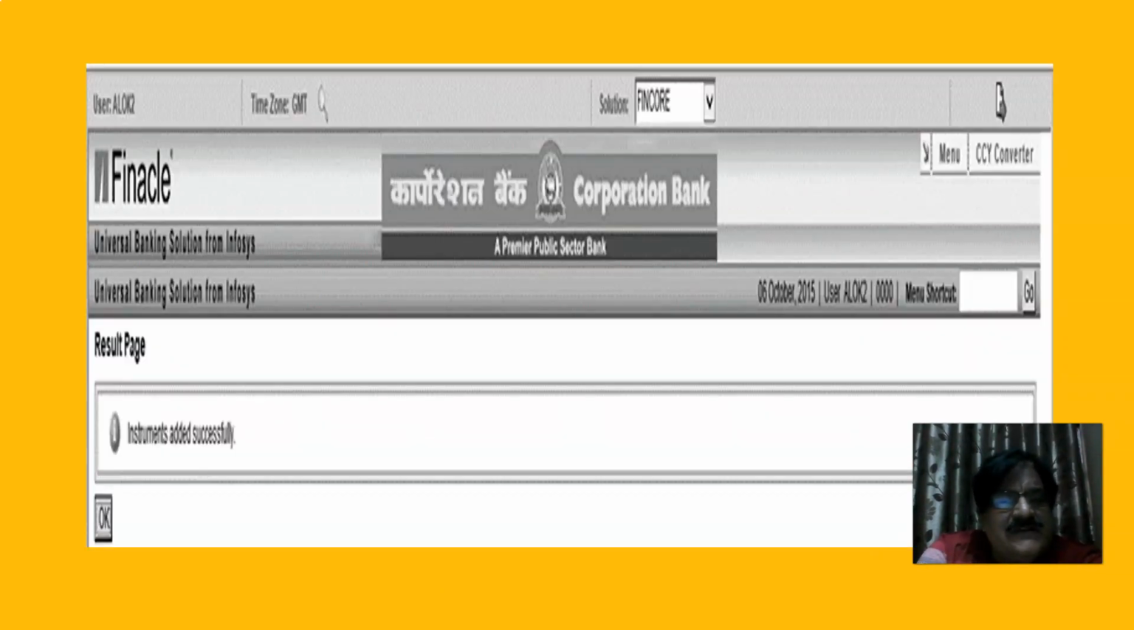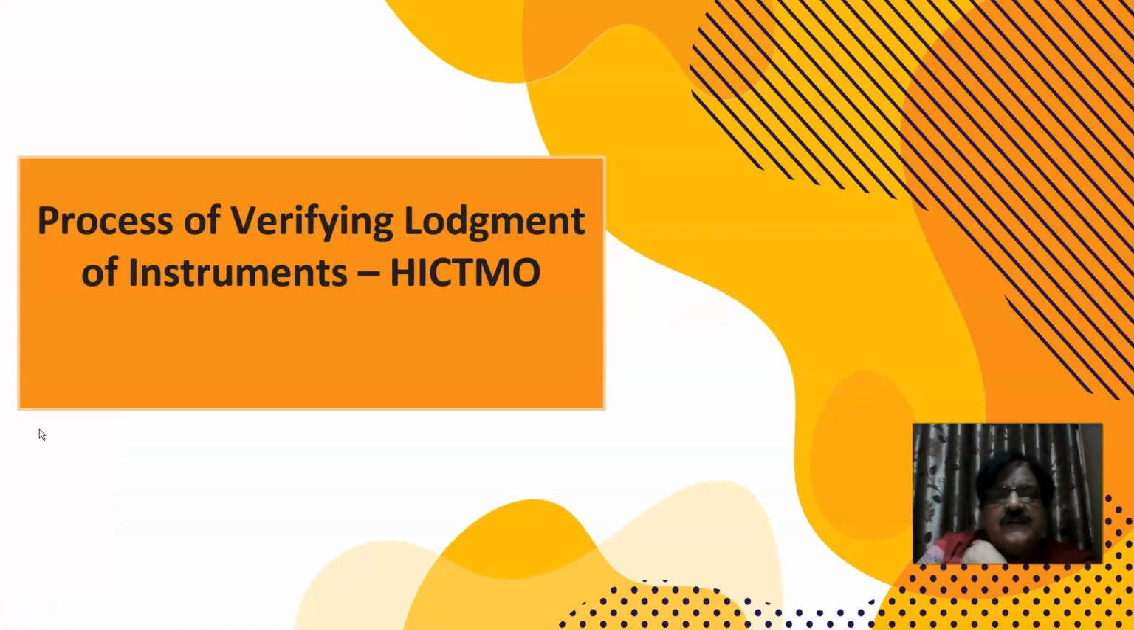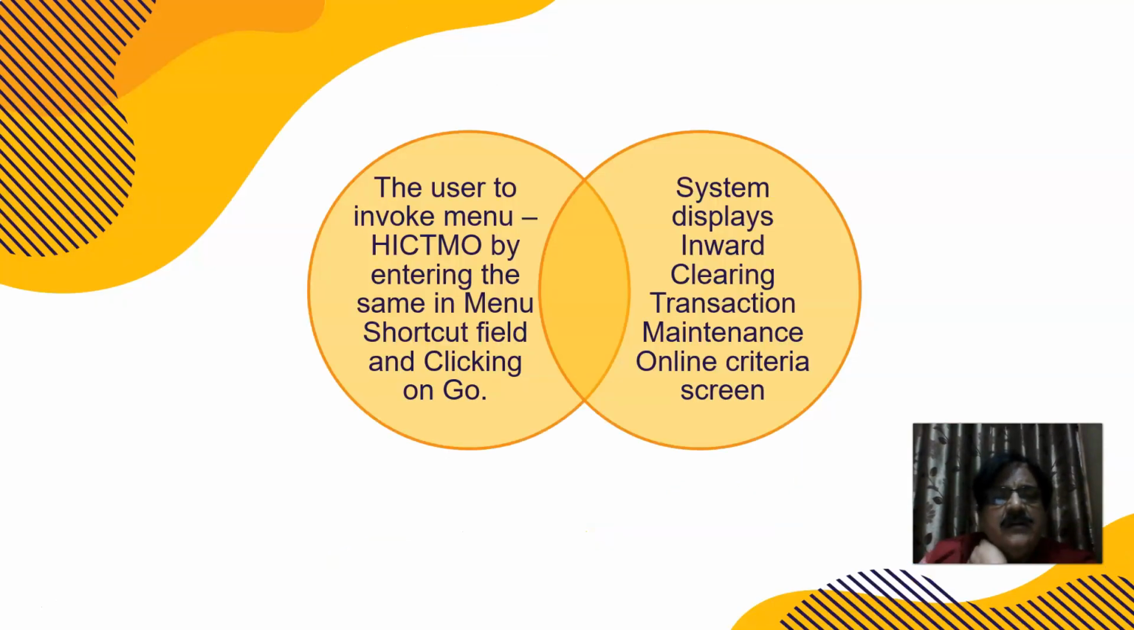So here all the instruments are added successfully. Then the HICTMO menu option has to be used, and this has to be verified again by the verifying officer, right? The process of verifying is the same menu command HICTMO, for verification by the second officer. He will verify all the instruments, he'll check all the check amounts, and he'll also verify the signatures if it falls in his or her power, right? The verifying officer has to again invoke menu option HICTMO by entering it in the menu shortcut field and clicking on go. The system displays the inward clearing transactions maintenance like criteria screen, right?